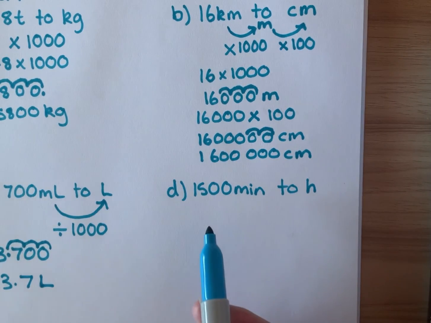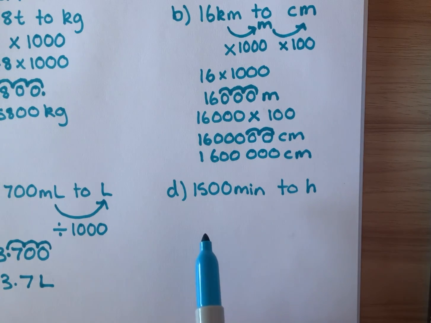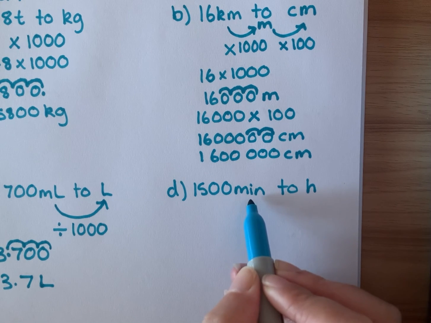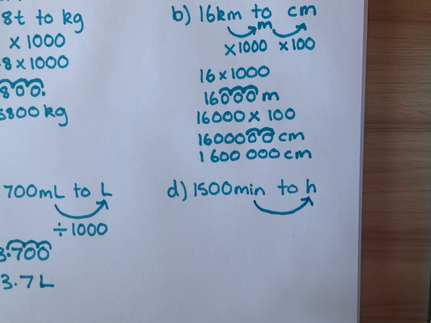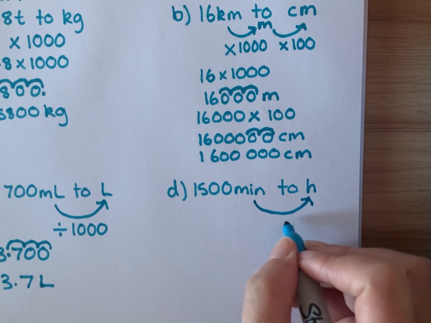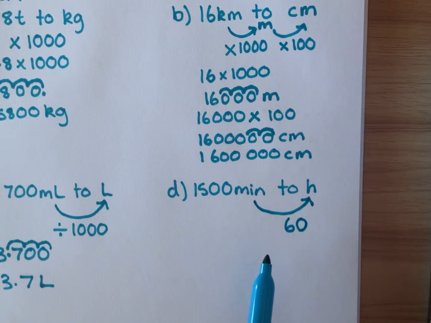Okay, this one is time. So these conversions, we're not going to be using numbers to the base of 10. So we just need to memorize. We're going from minutes to hours. How many minutes are there in an hour? 60. We all know that. That's pretty easy. So are we dividing by 60 or multiplying by 60?